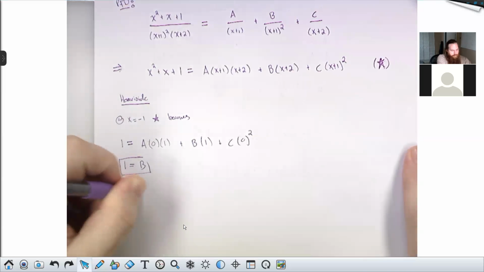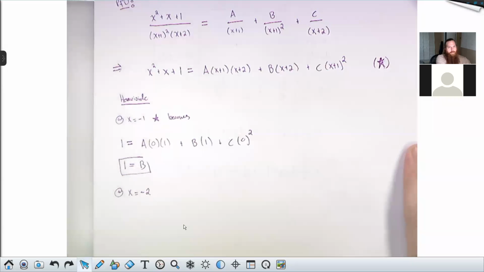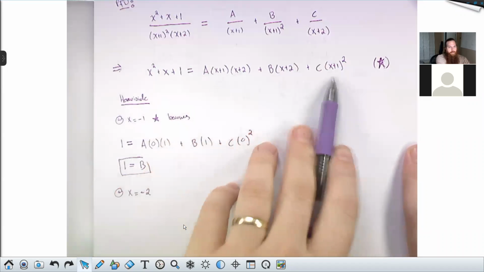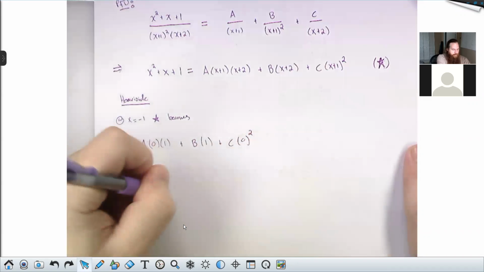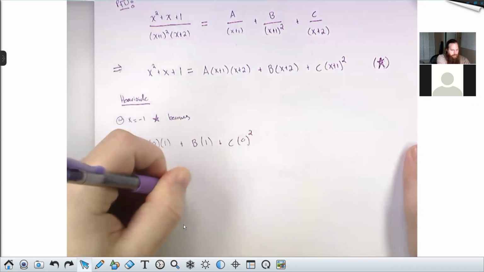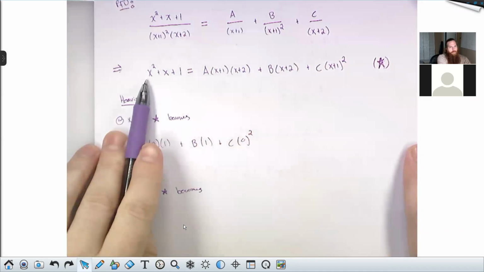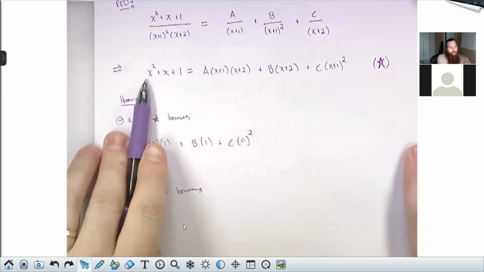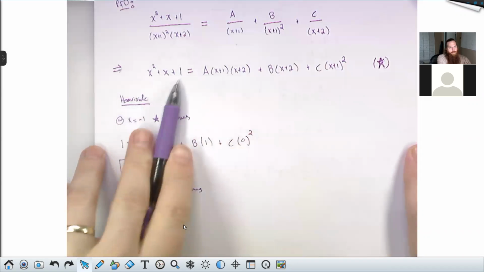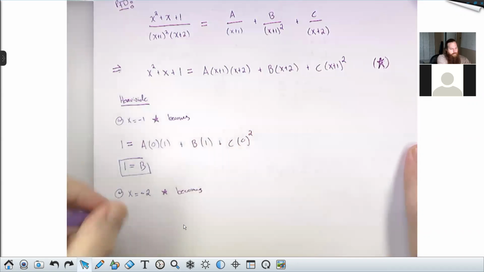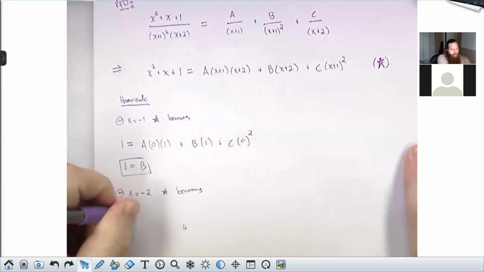If I send x to -2, something nice will happen also. This will drop out, and this will drop out. So it'll allow me to read off C. So at x equals -2, the equation star becomes, let's see, if I plug -2 in here, this is 4 plus -2 plus 1. 4 plus -2 is 2. 2 plus 1 is 3. So my left-hand side is 3.